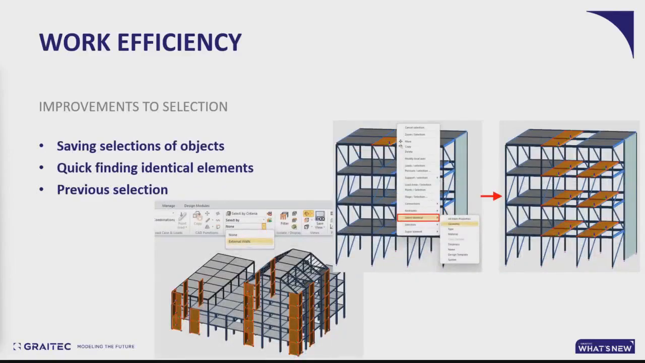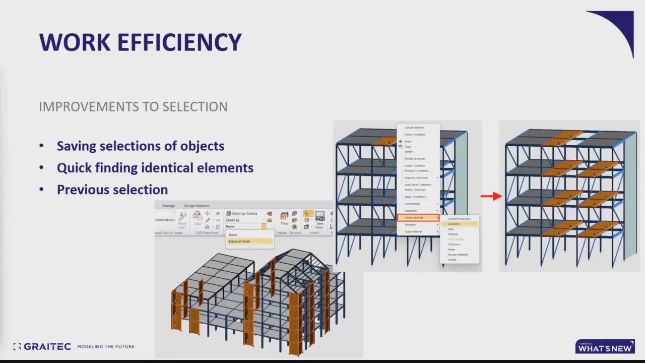I start with a set of new options that improve the speed of object selection. Firstly, we implemented a feature that allows saving templates for selection. This means that to any graphical selection, we can assign a name and save this selection for quick access in the future. Second, we introduced quick commands for selecting identical elements.